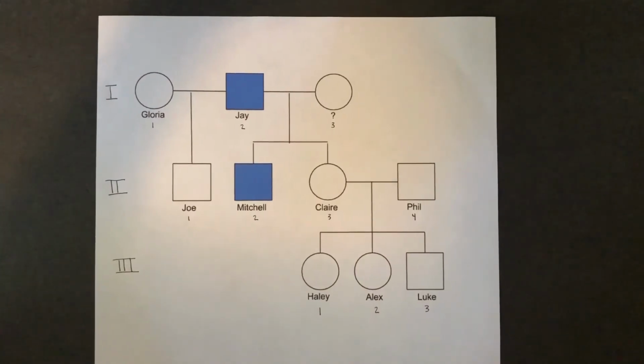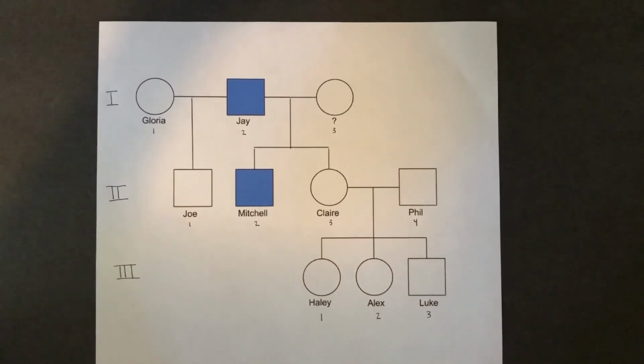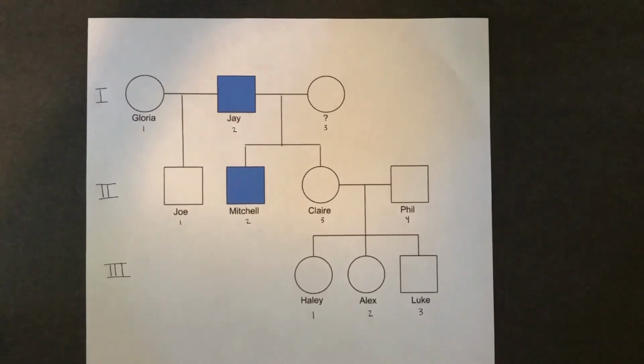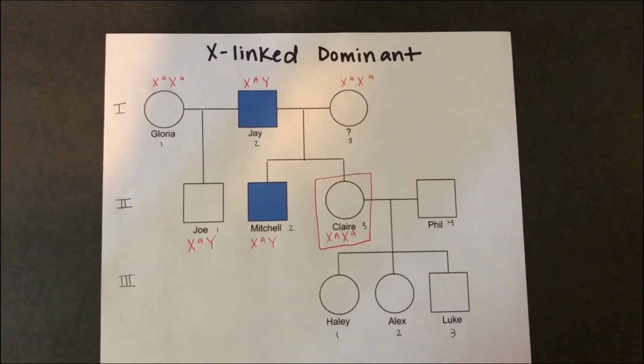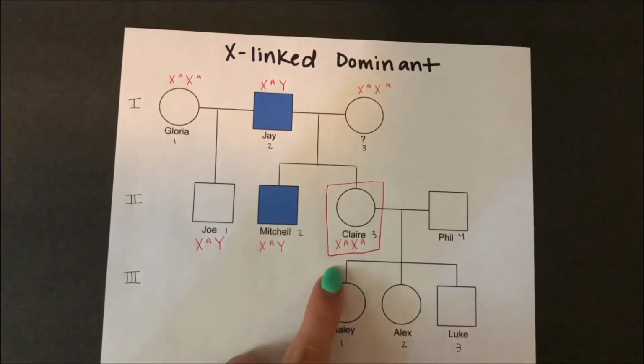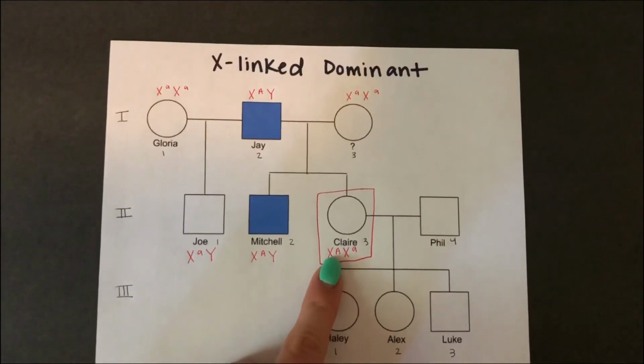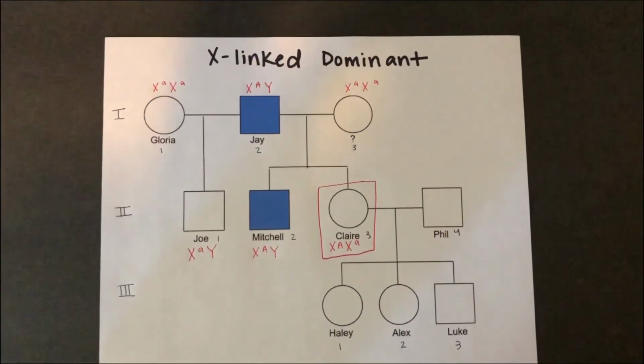This is the pedigree for the family. The blue boxes represent the blue-eyed phenotype, and the white boxes represent the brown-eyed phenotype. X-linked dominance is not a possible mode of inheritance. As you can see, based on the genotype, Claire should have blue eyes. However, her phenotype tells us that she has brown eyes.